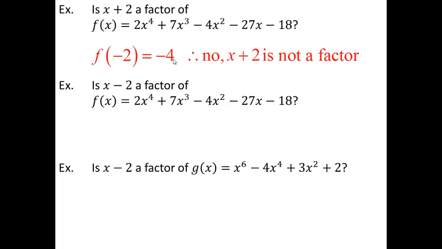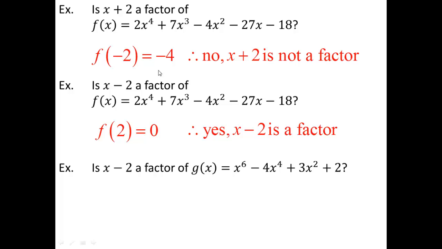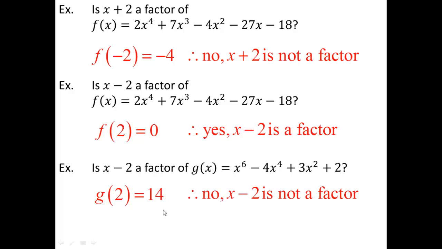So on the second one, if you recall, when I evaluated at a equals 2, when I divided by 2, I got a remainder of 0. Since it divided evenly, yes, x minus 2 is a factor. And on the last one, when we divided, we got 14 as our remainder, so g of 2 equals 14. Once again, since it's not 0, then it's not a factor.